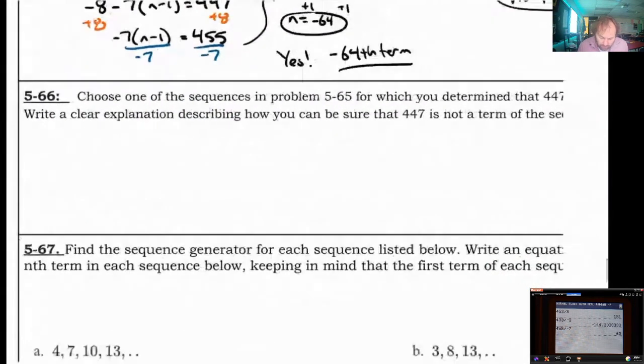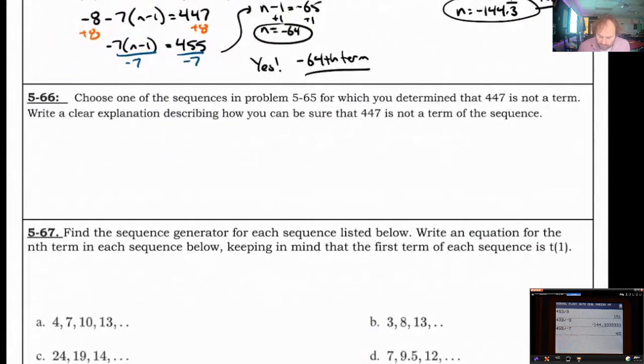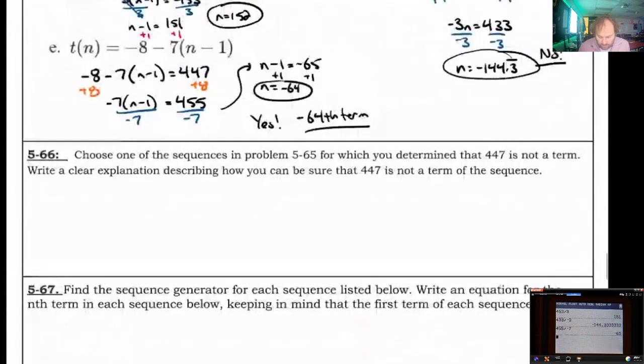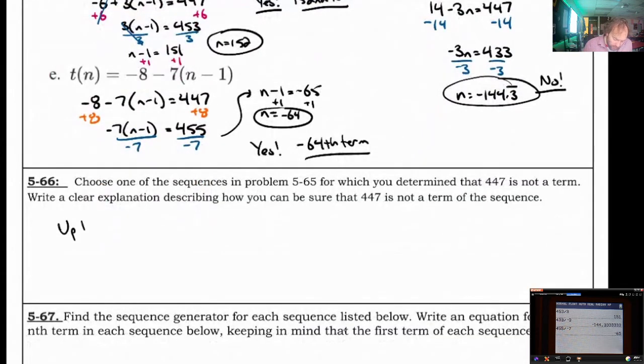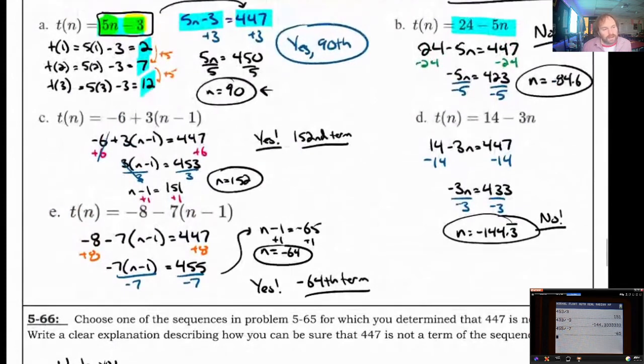Problem 66: choose one of the sequences in 65 in which you determine that 447 is not a term, and write a clear explanation determining how you can be sure that 447 is not a term of the sequence. This one, I'm going to leave up to you. I know I don't do this a lot in the answer guides, but I'm going to ask you to choose one of the two sequences that doesn't work. It's either B or D. Explain how you know that 447 will never be a term in that sequence.